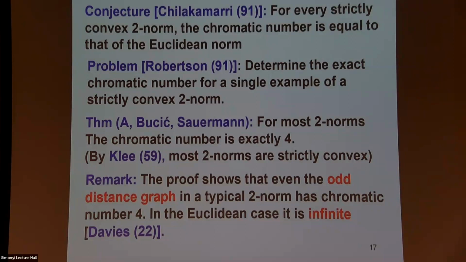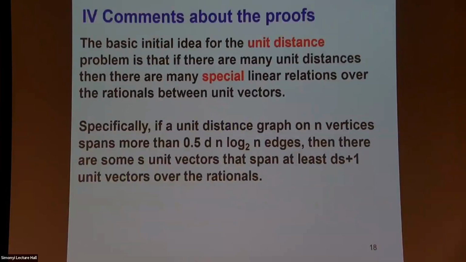I'll not say too much, but at least I think you'll be able to get the flavor of the things, at least for the unit distance problem, which is a bit simpler than the distinct distance, let's say. In a nutshell, the basic idea for the unit distance problem is that if there are many unit distances, then these unit vectors that appear as differences between pairs of points must satisfy many special linear relations, and I'm not saying yet what this means, over the rationals. And because these relations are special, a norm has to be special in order to satisfy them. And for a norm to be special, it's hard, and this happens only for a set of norms. Okay, so this is what we want to say.